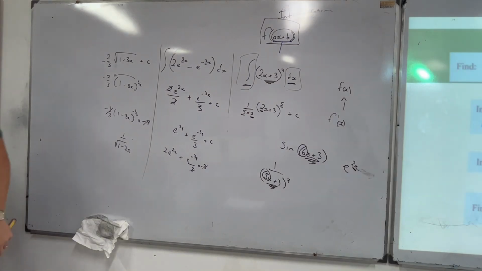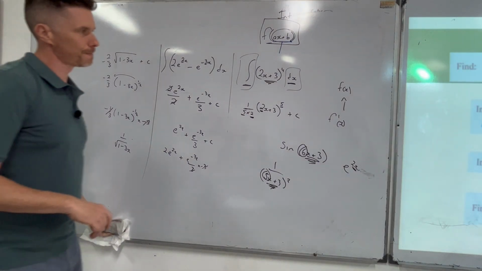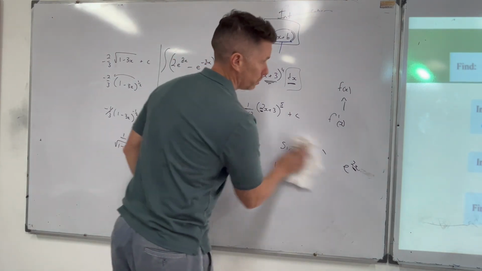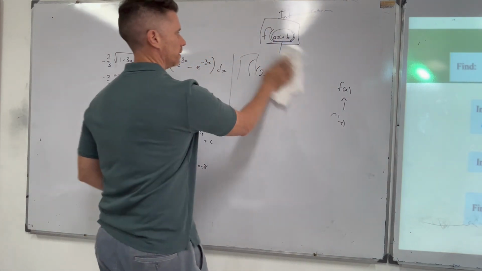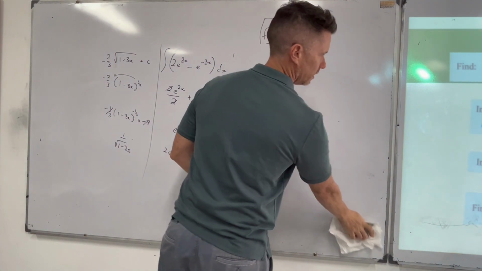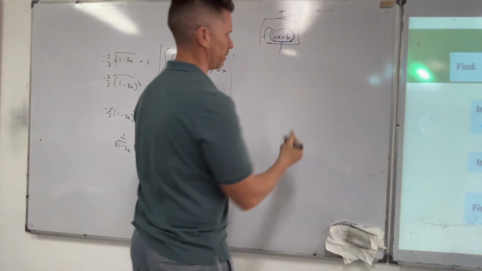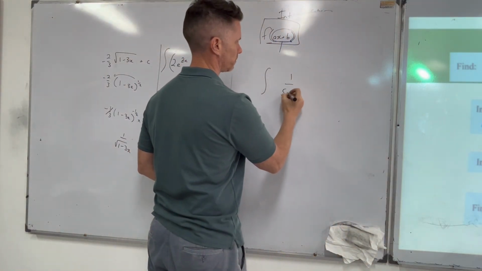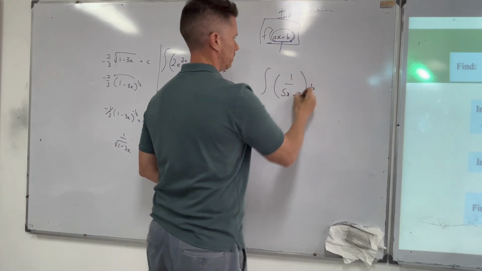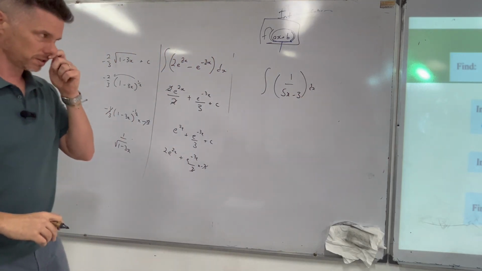They're yours, these are mine. Not going to do the middle one, integrate 2 minus sine x. We'll do that together in a second. I just want to do one of the ones at the bottom first. So we'll do 1 over 5x minus 3 dx. Okay. Thoughts?